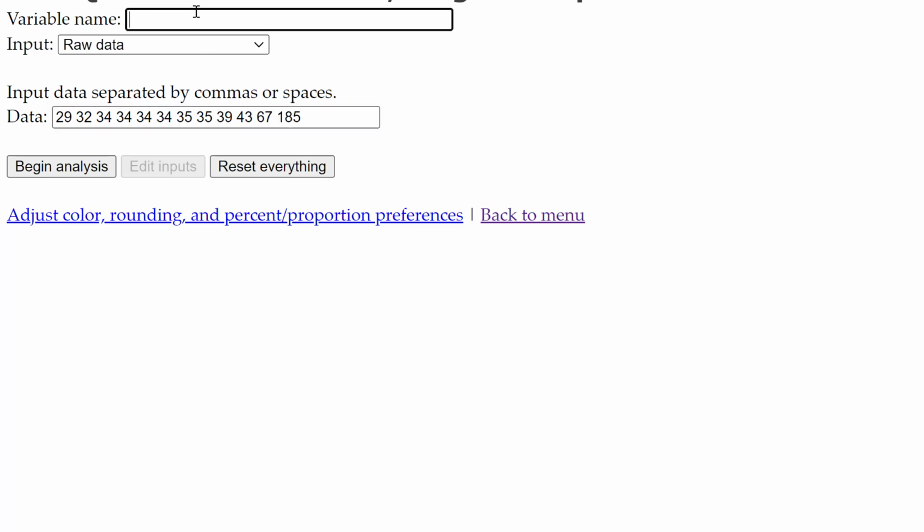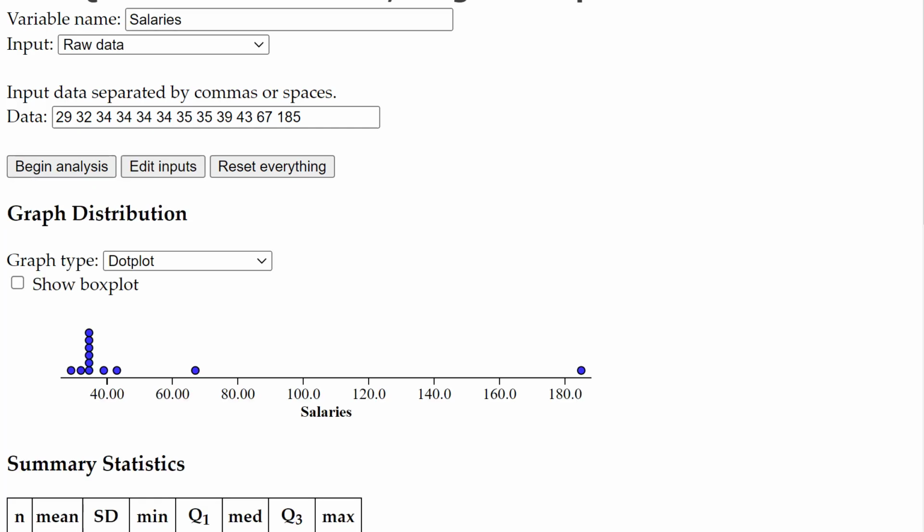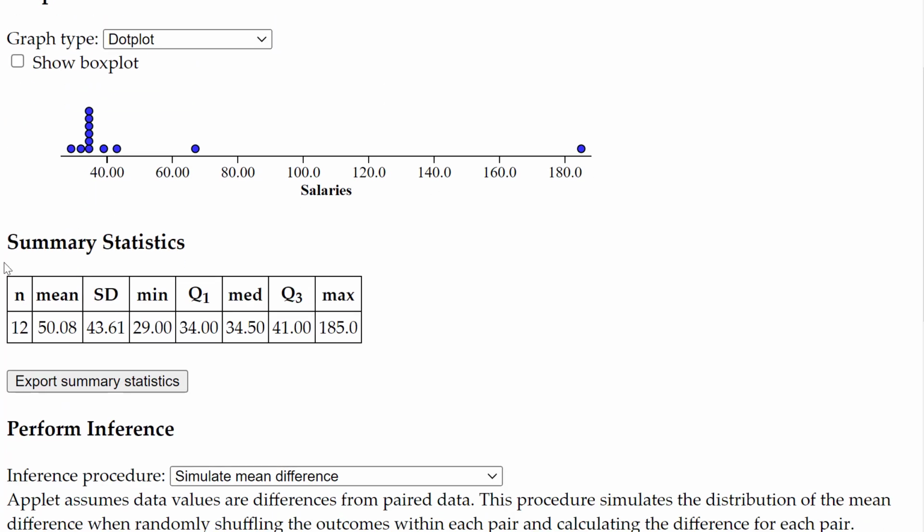This one's salaries. I like to put a label on it. And then you hit begin analysis. Let's make sure it looks right. Looks good. Let me just double check one other thing. I always like to look, if I know the answer. Oh, it's just the decimals. 12, yeah, we're all good.